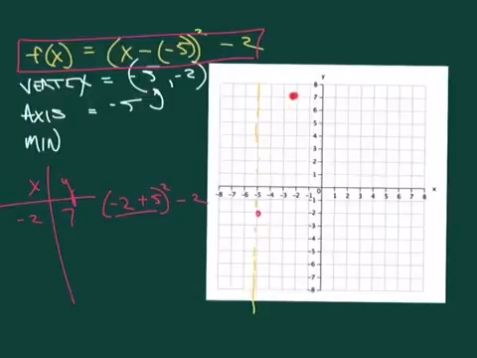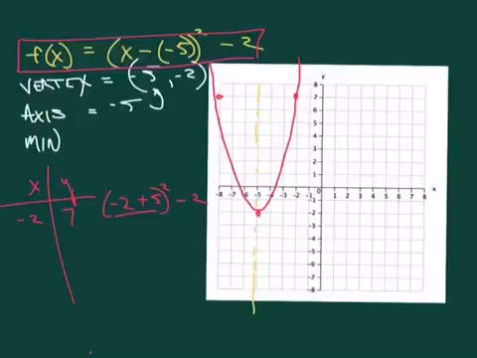Alright, so notice where this is compared to this line here. We know that we're going to have another point reflected right over there. So there's a second point right there. So now we have an idea of how narrow that graph is. And there we go. That's what we need to do.